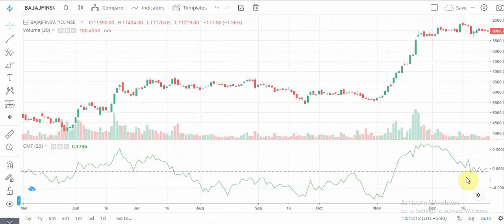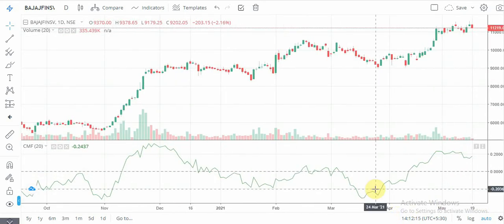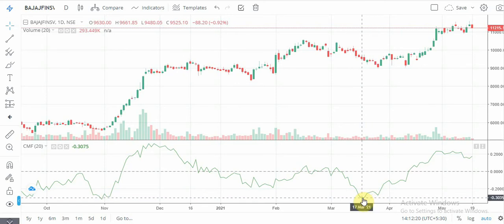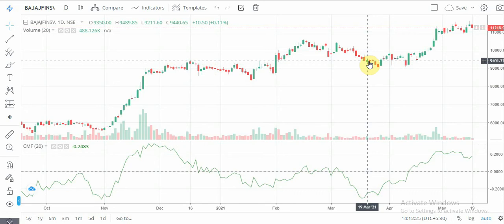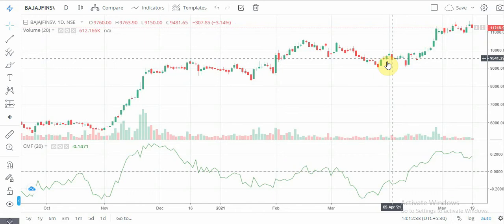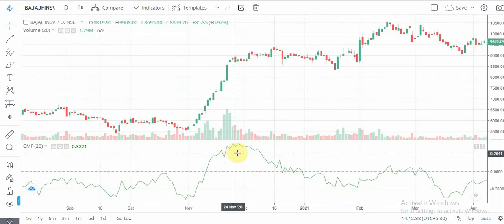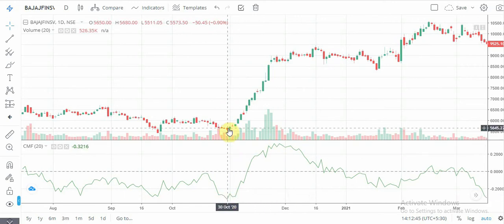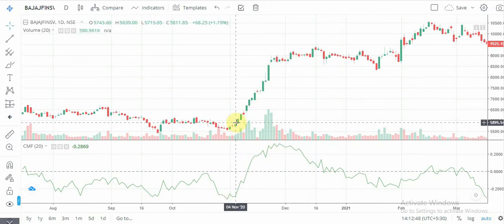Okay, let's now try to find an area which is minus 0.2 or 0.3. Here it is minus 0.3, somewhere here. If you make your entry here, you can catch the entire rally. Again, this rally: if you make the entry here somewhere around 0.30, you can catch the entire rally.